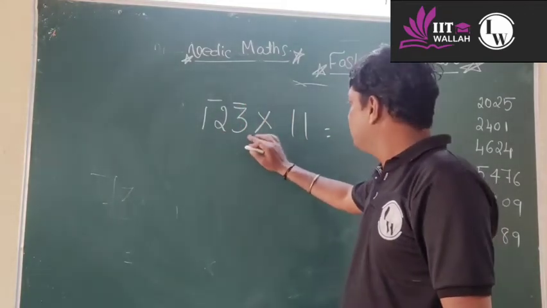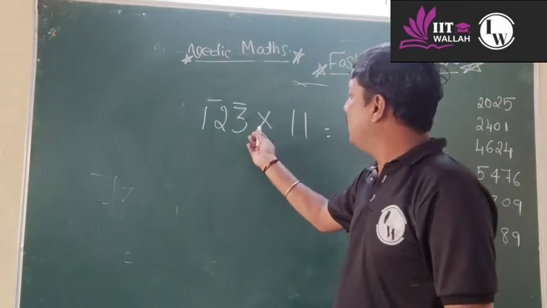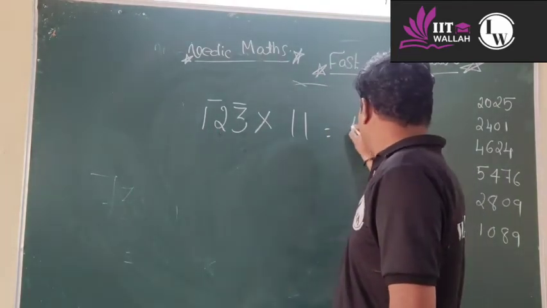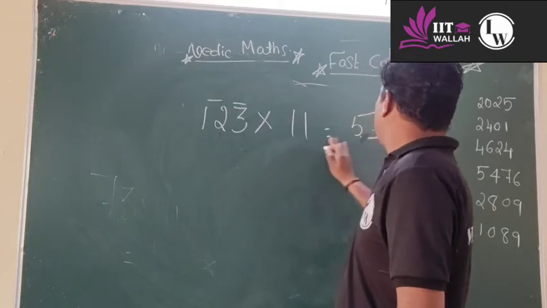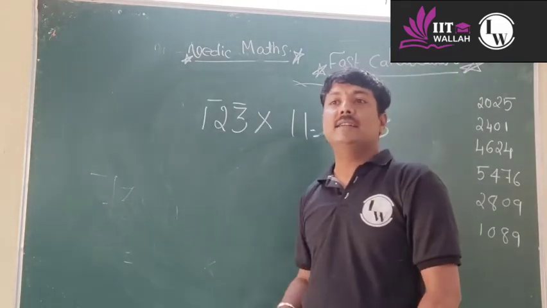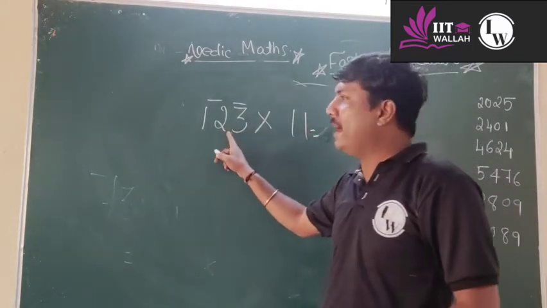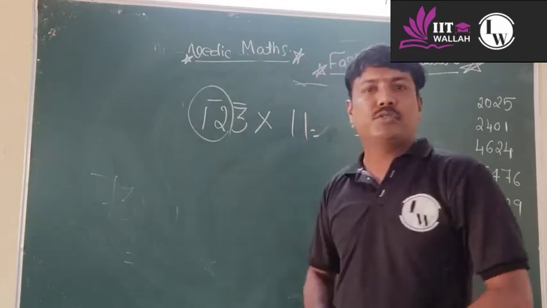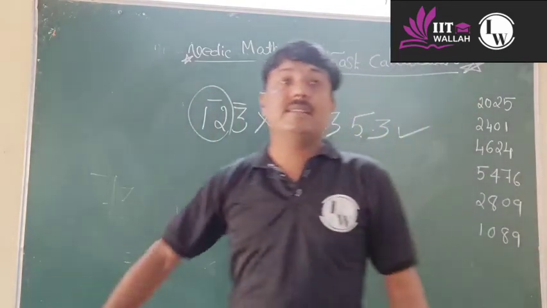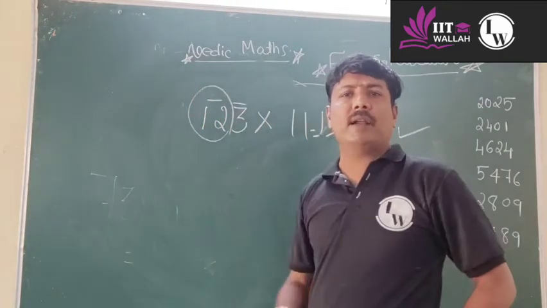For example, first we will write this 3. Then 12 plus 3 is 15. So from 15 we will write 5 here. Then what is carried? 1 is remaining, right? Yes. Now the remaining number is 12. 12 plus 1, 13. You got it? Understood? Yeah, very good. So, one more number we will check.